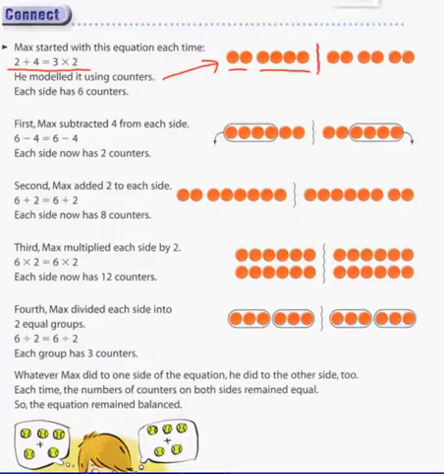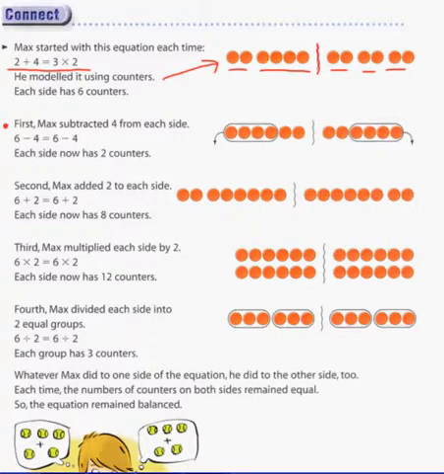And then he had 3 groups of 2. 3 times 2. 1, 2, 3 groups of 2. Alright? Now, we're going to take a look at the next part here.